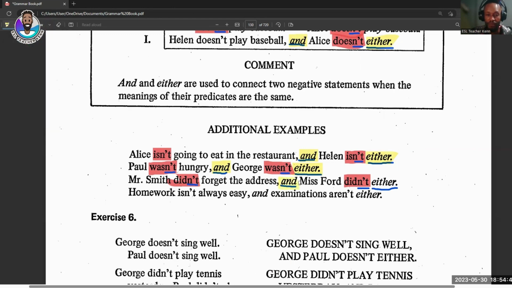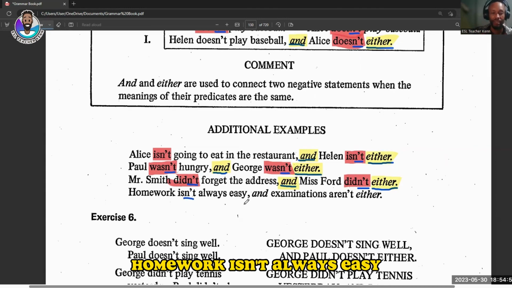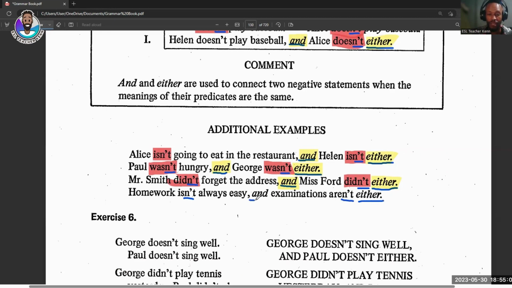Let's see. And the last example says, homework isn't always easy, and examinations aren't either. Homework isn't always easy, and examinations aren't either.